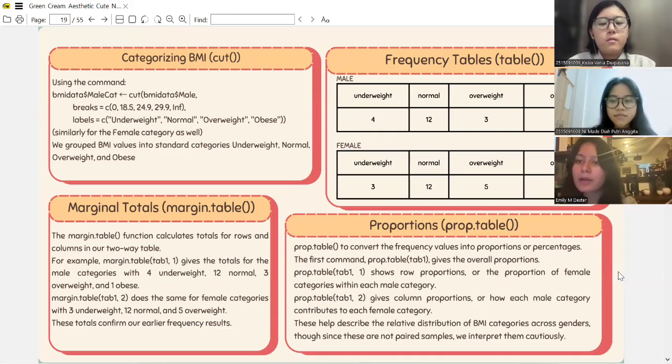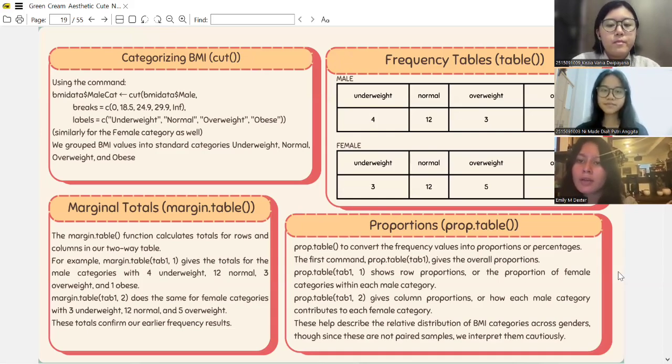These help describe the relative distribution of BMI categories across genders. Though, since these are not paired samples, we have to interpret them cautiously. That is all from my section. We will move on to Kasia's section.